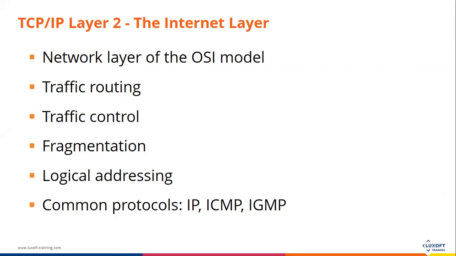The internet layer, which is the second one from the bottom, corresponds to the network layer on the OSI model, and it talks about traffic routing, about traffic control, about fragmentation, logical addressing. We are going to briefly present what logic address means, and the common protocols at the level of this layer are IP, ICMP, IGMP.